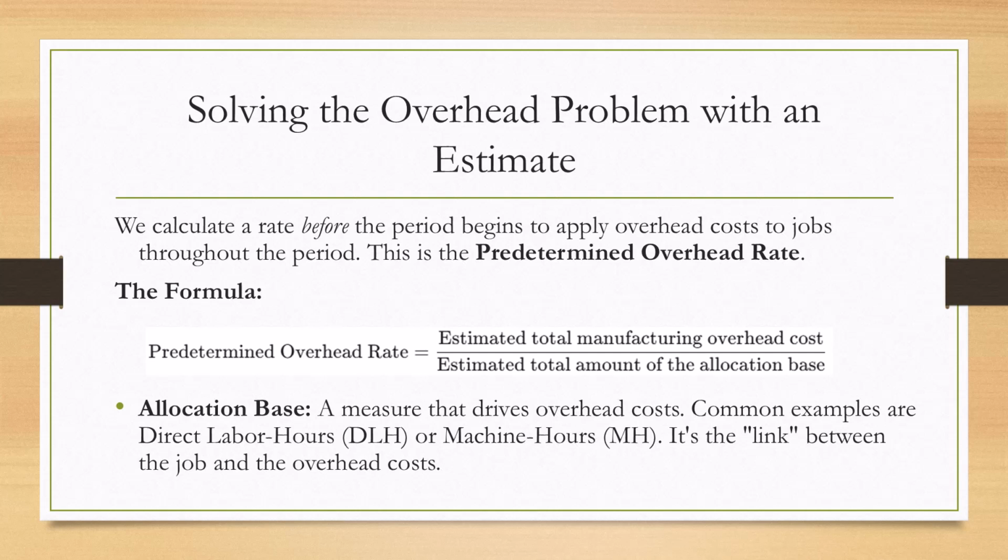This rate is calculated before the period begins and is used to apply overhead costs to all jobs throughout the period. The formula, as you can see, is the estimated total manufacturing overhead cost divided by the estimated total amount of the allocation base. An allocation base is a measure, like direct labor hours or machine hours, that is believed to drive overhead costs. It acts as the link between a job and the factory's overhead.